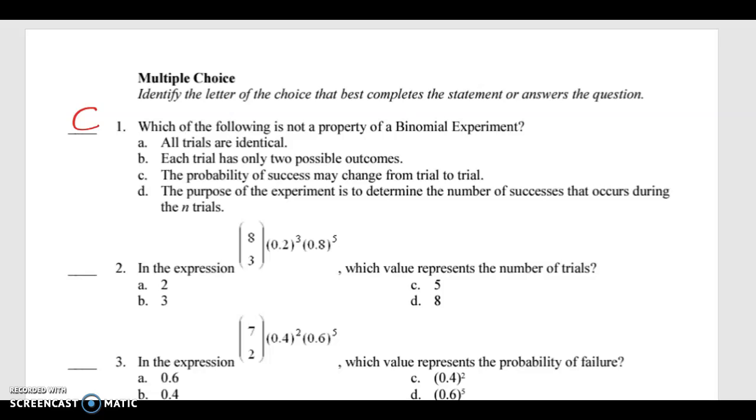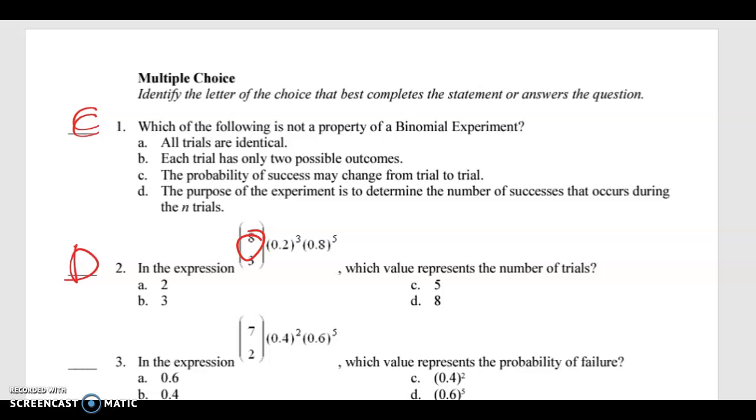In the expression 8 taken 3 at a time times 0.2 to the third times 0.8 to the fifth, which value represents the number of trials? So that would be n. That would be this one. So that would be D. All right, moving right along.